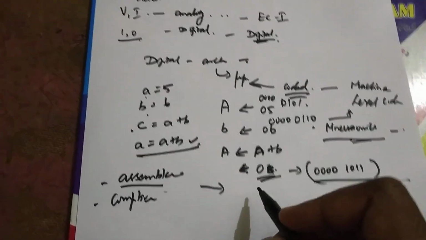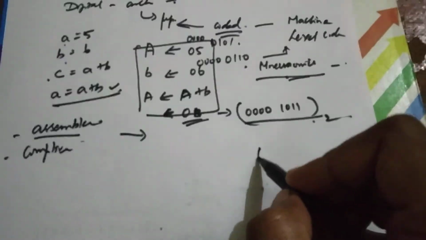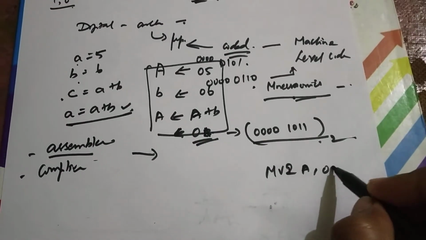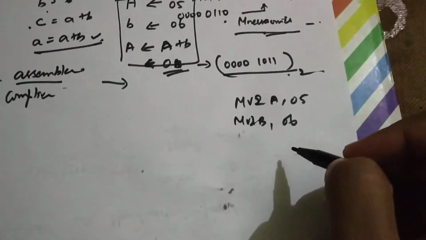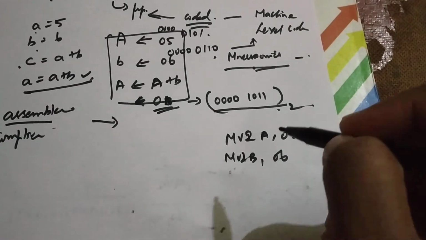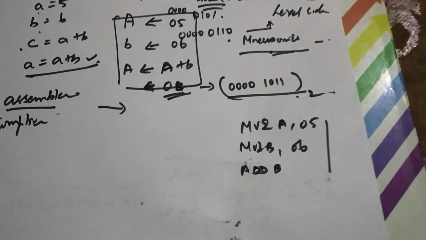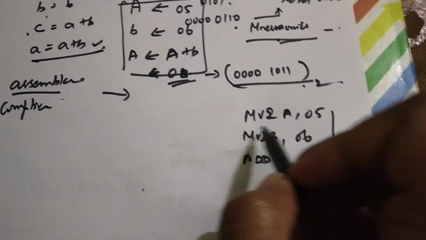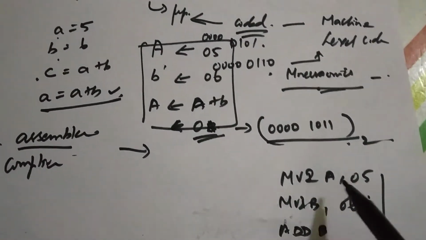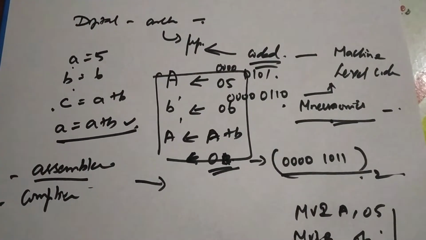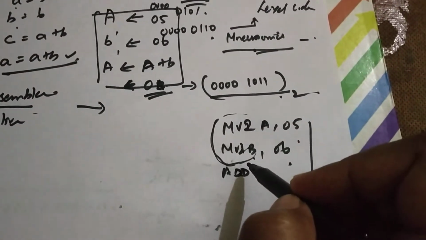Take a machine level code example for a microprocessor. I have written some scrap code here. I can have a microprocessor code like this: move immediate A with 05, move immediate B with 06, and add B. You may learn this in your forthcoming semester, but this scrap code is what is meant by mnemonics. I can understand that move immediate A means I am moving 05 into the A register, and I am moving 06 into B.